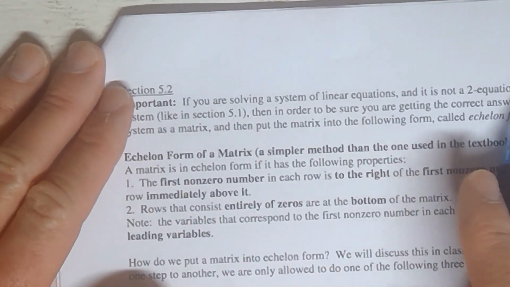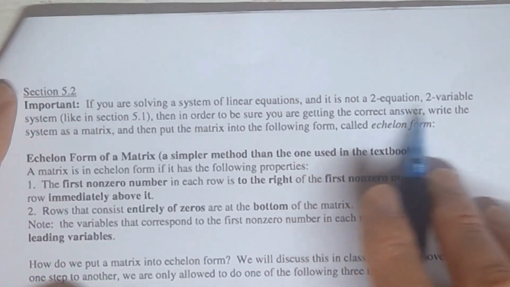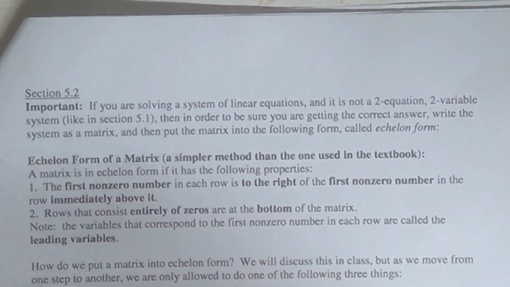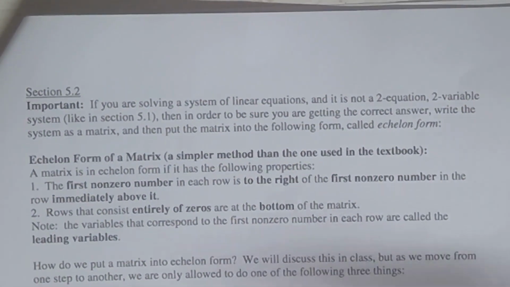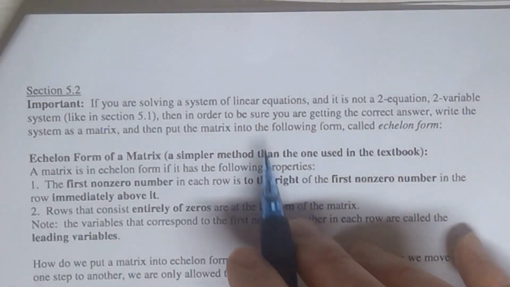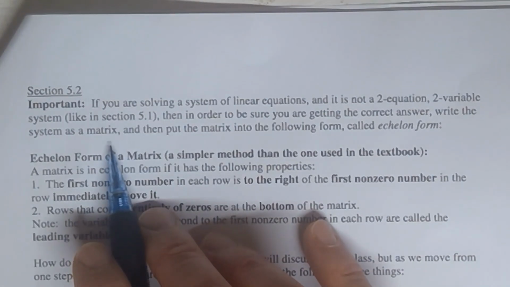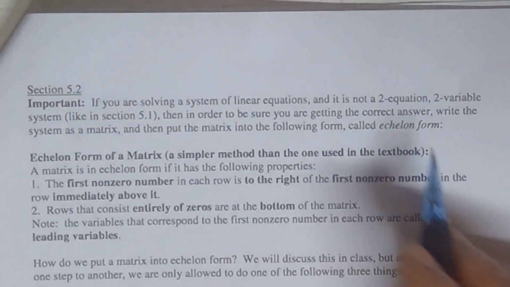It says that when you have one of those, that's different. But if it's not one of those two equation, two variable systems like we saw in the last section, the way we do the problem in any other case when you're solving a linear system where all the equations are linear, no x squareds or y squareds, just x's and y's and things like that, in order to make sure you're getting the correct answer, we need to write the system as a matrix. I'll show you how to do that. And then you put this matrix into the following form called Echelon Form.